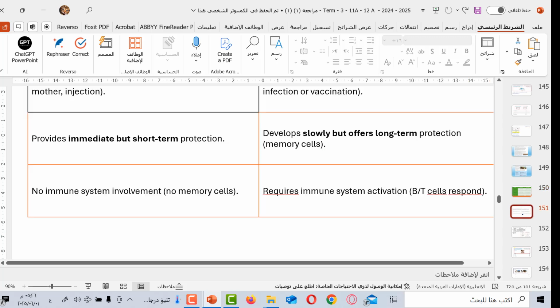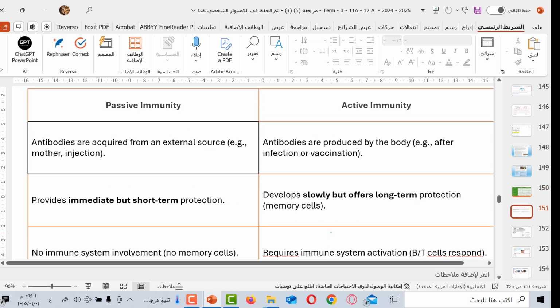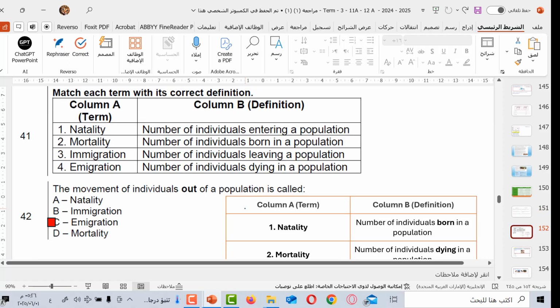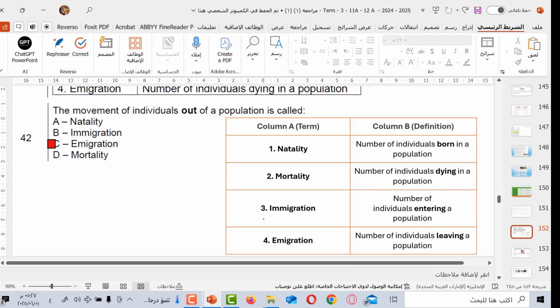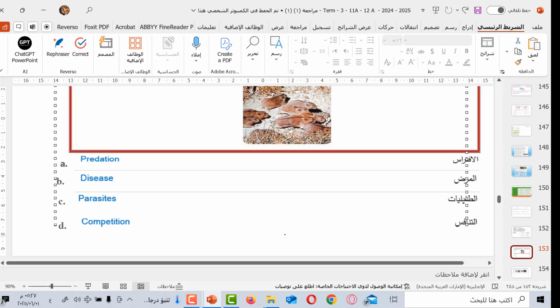طب حطيت لكم كمان مقارنة ما بين الـpassive immunity والـactive immunity. أوكي. وكمان هنا في عندنا الـnatality إيه هي، الـmortality إيه هي، الـimmigration والـemigration والفرق بينهم. أوكي. وهنا سؤال يمكن عليها. طيب نروح نشوف سؤال هنا مثلا على ده.